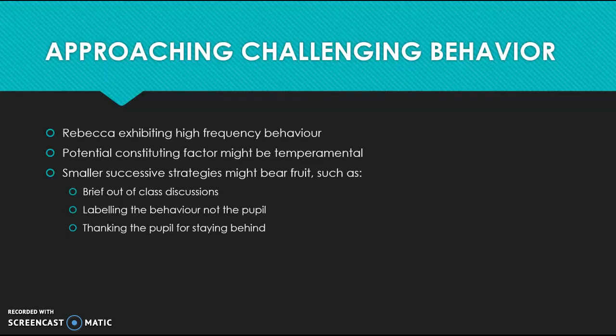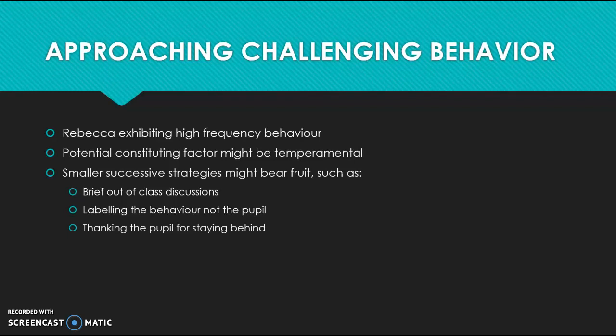Secondly, I would make sure that I label the behavior and not the pupil. One key principle I would follow is to tell Rebecca that her actions were wrong, but her identity was not linked to that action. Separating the action from the individual can cause people to confront their misdeed without becoming defensive and hostile. So it would be productive, in my opinion.